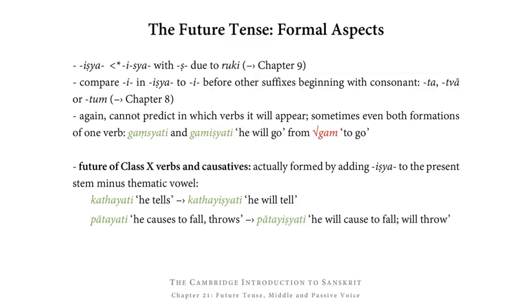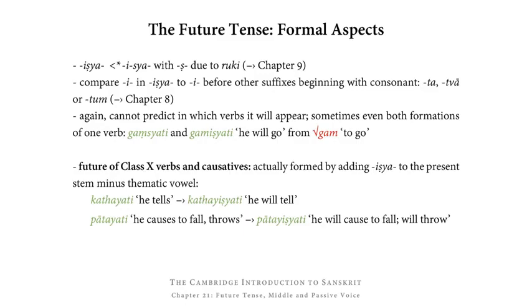So, for example, you could get ta, but pat-i-ta. Here we have the exact same thing happening, a short i appearing in front of the future marker sya. When that happens, then through ruki, the i changes the sya into shya, and that's how we get ishya. If you don't quite remember the ruki rule anymore, go back to chapter 9, where it was introduced.